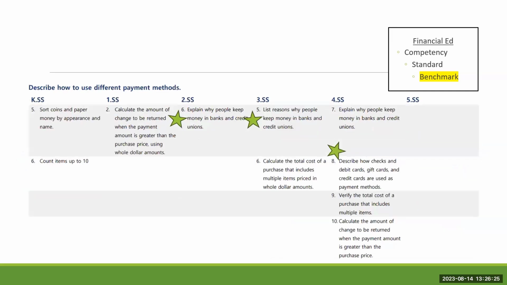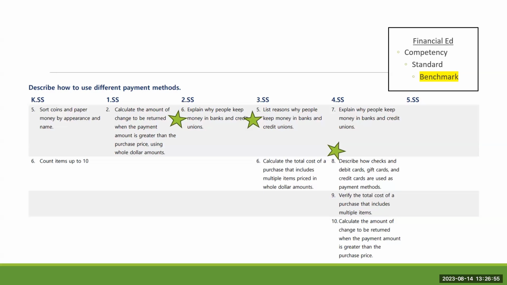And then over here, I really like this standard, describing how to use different payment methods, because I feel like this one really shows financial education, tons of math, and ELA opportunities as well. It's a snapshot of how these things can all be shuffled together within the classroom to extend that learning into that financial education space.